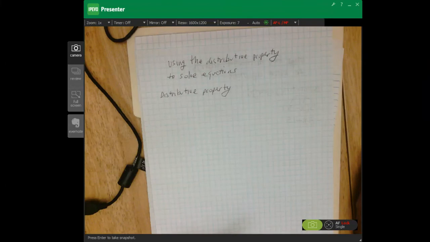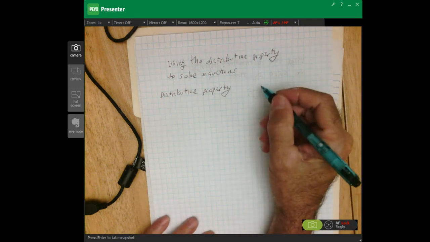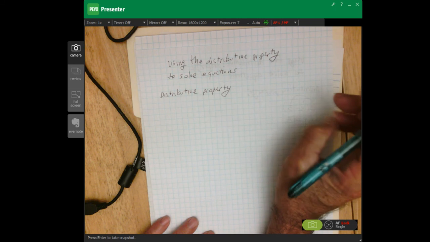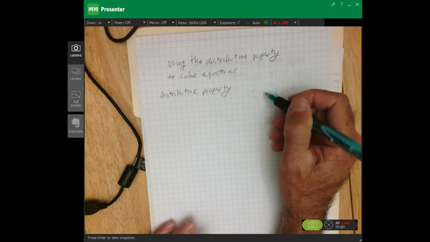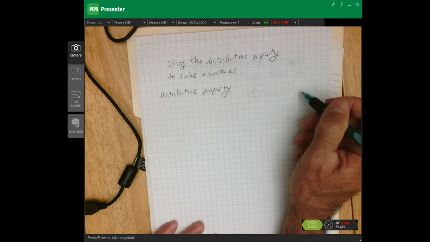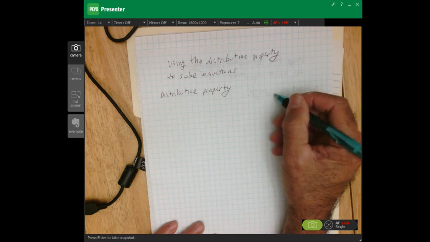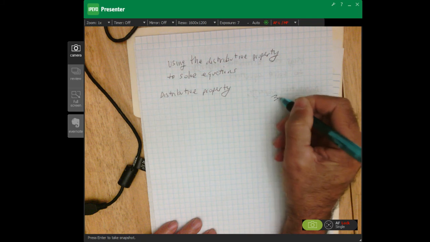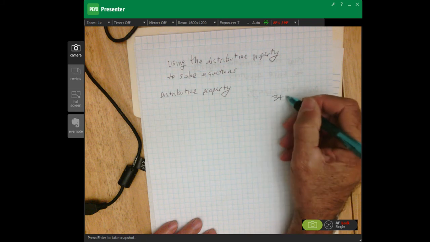Okay, so what I'm going to show you right now is how to solve equations using the distributive property. The distributive property gives us a way of multiplying when you have numbers on the inside of parentheses without combining those numbers first. So normally, for instance, if we use the order of operations, we might have something like this.